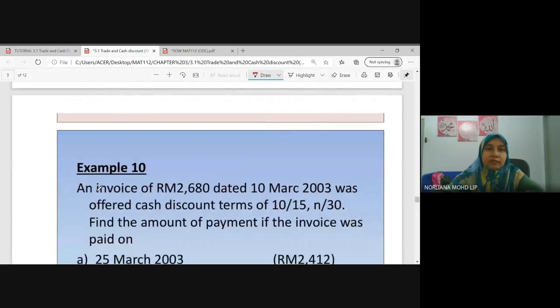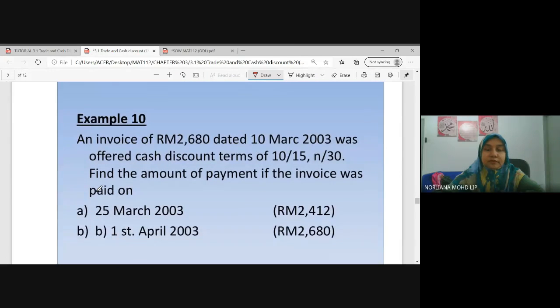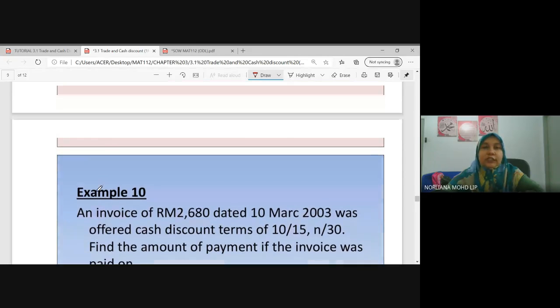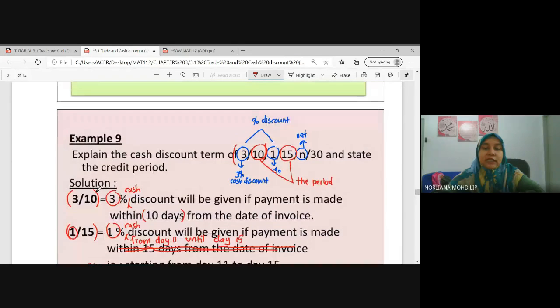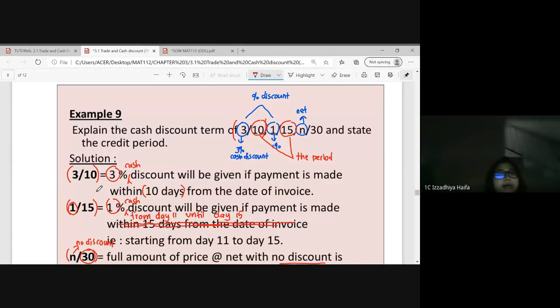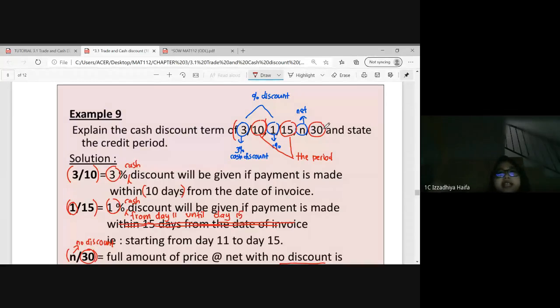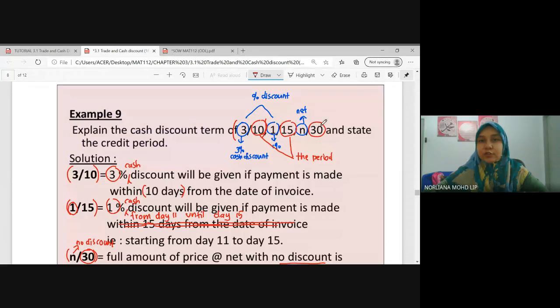Okay, look at this example, Example 10. Ada soalan tak untuk yang ni? Ada tak faham cash discount terms ni? Untuk yang period ni, memang takkan lebih 30 langsung? Tak, ni depend pada soalan. Dia boleh jadi lebih.